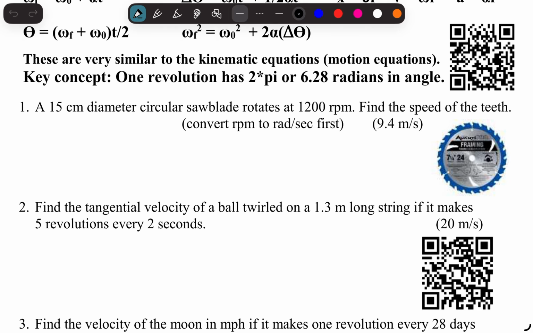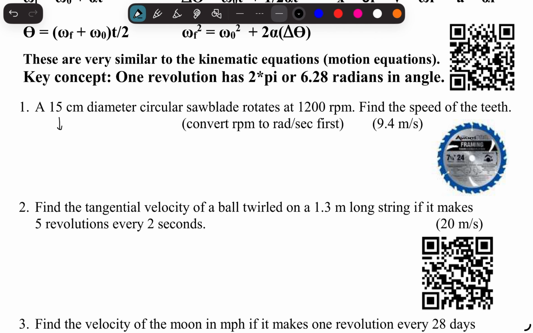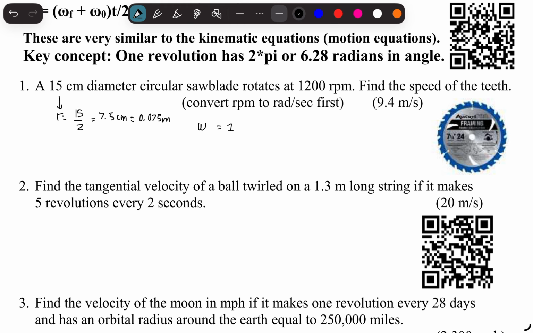Okay, so what we were given was the diameter. So we know that from this we can find the radius. The radius is just equal to half of that. So that's going to be 15 over 2, and that's going to be 7.5 centimeters. But we want it to be in meters because that's our SI unit. So that's going to be 0.075 meters. So that means that if we get the rotational speed, that's going to be our omega. So that's going to be equal to 1,200 revs per minute.